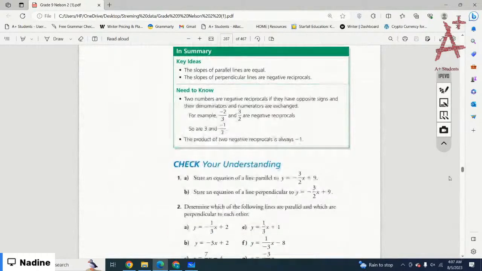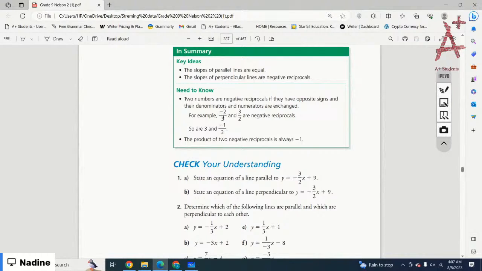Okay, so the slopes of parallel lines are equal, and if two lines are perpendicular, the slopes are negative reciprocals, right? Two numbers are negative reciprocals if they have opposite signs and their numerators and denominators are exchanged. That is the explanation of negative reciprocal.